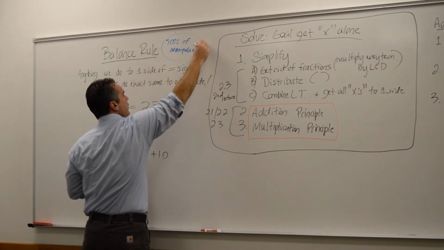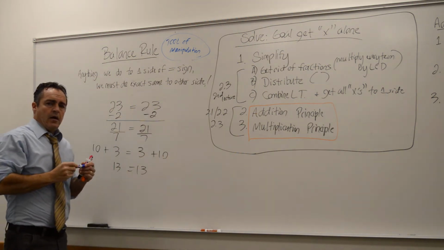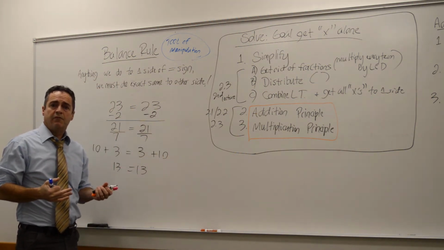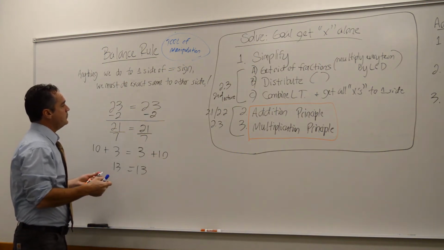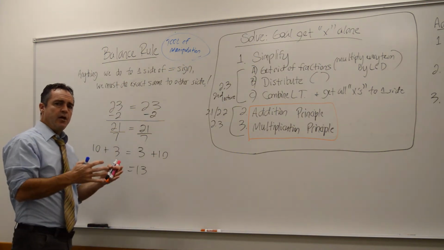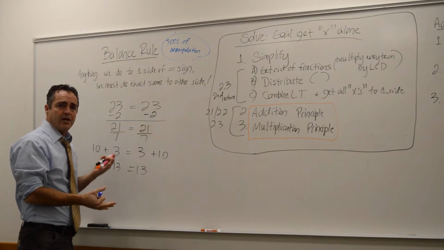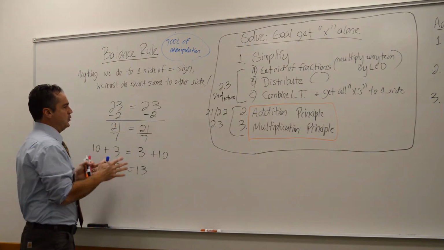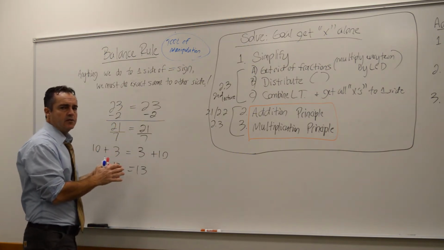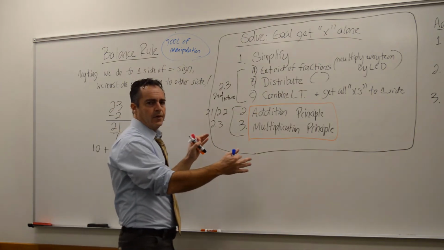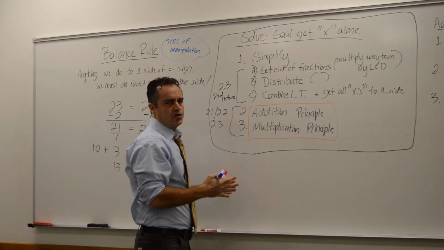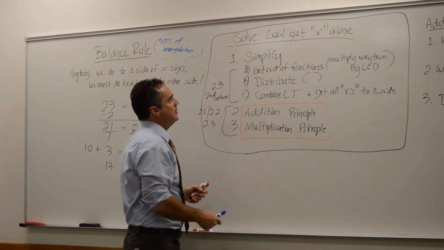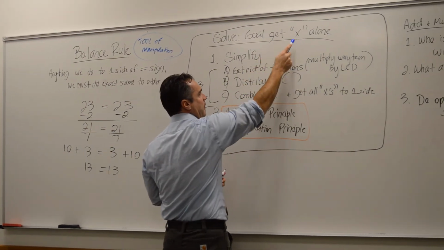Now remember, math is the manipulation of numbers to look different but remain the same. If I'm going to manipulate equations, I have to have a tool that allows me to do that. The balance rule allows us to manipulate equations. When we come here, this is the full process that allows us to solve equations. Our goal is always to get the variable all alone.